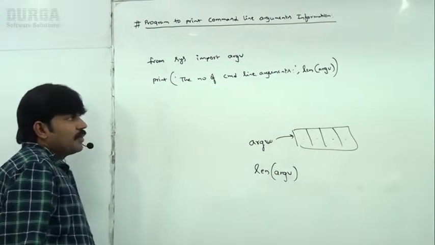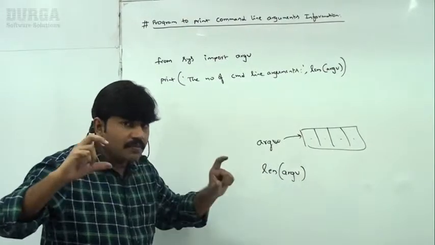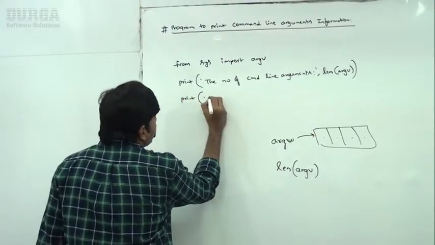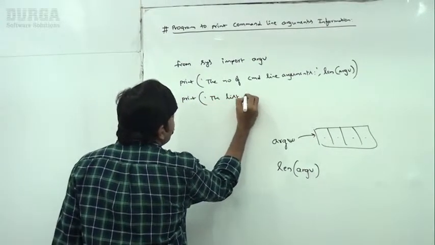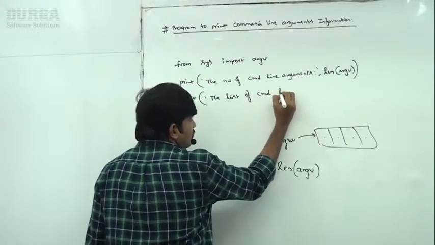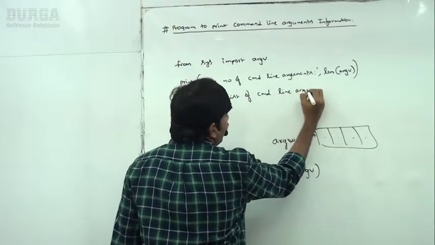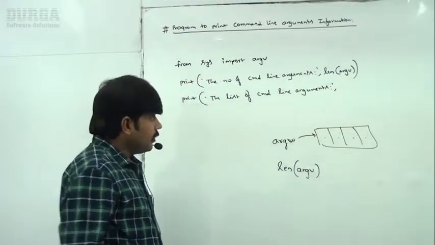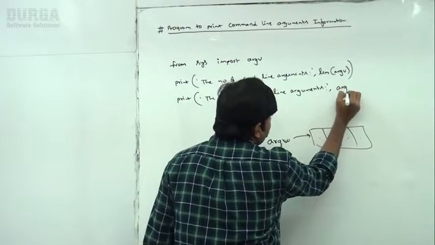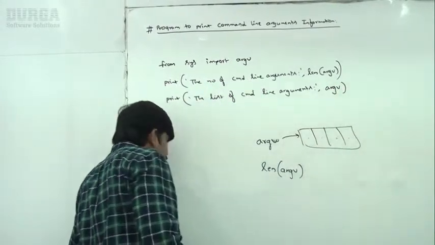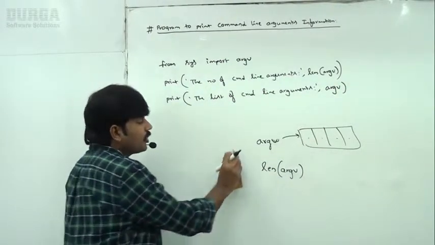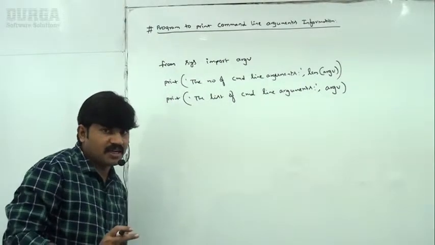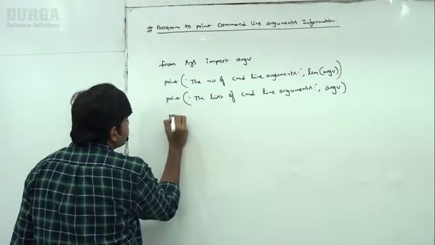Next, similarly, I want to print all command line arguments in a single line: print the list of command line arguments. So how can you print it? Just simply argv, like this we have to take. So the first one is the number of command line arguments, next the list of command line arguments, right? What is the next one?